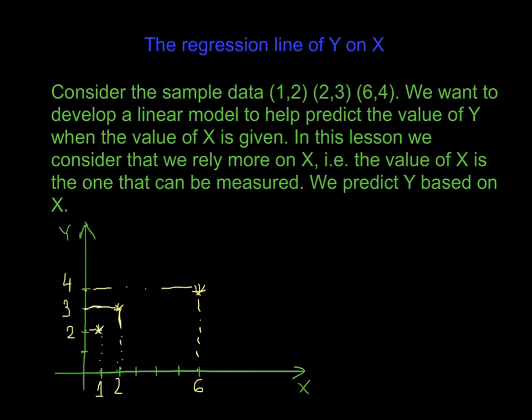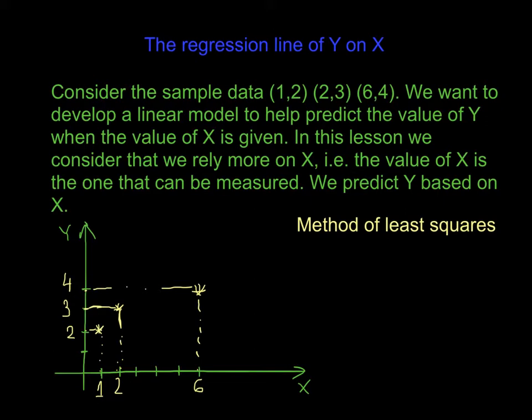We want to develop a linear model to predict the value of y when the value of x is given. So in this model, we rely more on x to be calculated or measured, and from it we need to find or to predict the value of y. We are looking only at the linear model, so we are looking at a line to have a best fit for these 3 points, a line that is the closest to the 3 points. Such a line is called the line of best fit, and the method used to find this line is called the method of least squares.